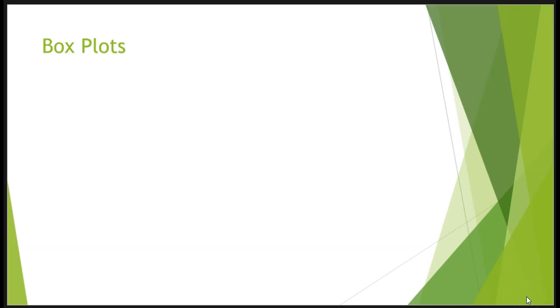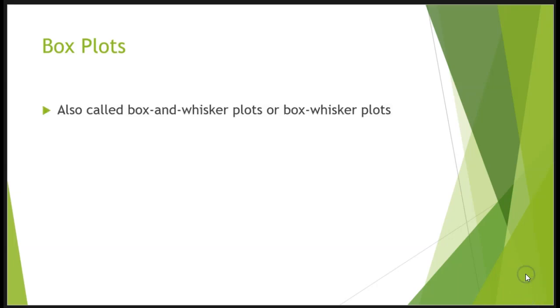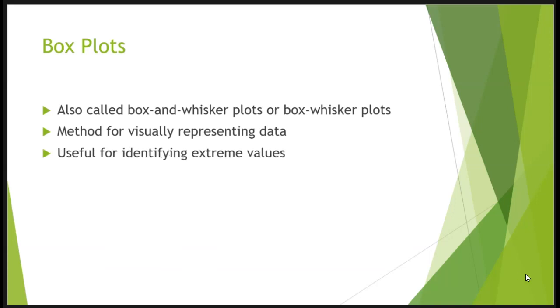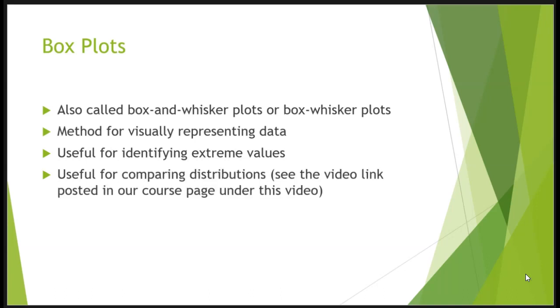Now we're going to talk about box plots. Box plots are also called box and whisker plots or box whisker plots. They are a method for visually representing data, and they're very useful in identifying extreme values or outliers, and they're also useful for comparing distributions.